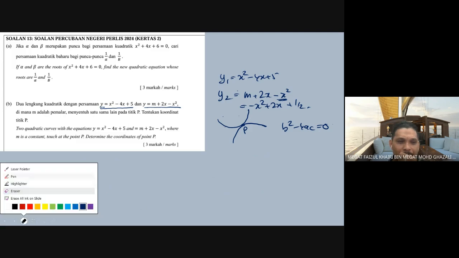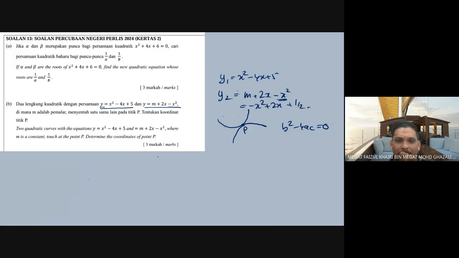Okay. Again, y1 equal to y2. x squared minus 4x plus 5 equal to negative x squared plus 2x plus 1 over 2.